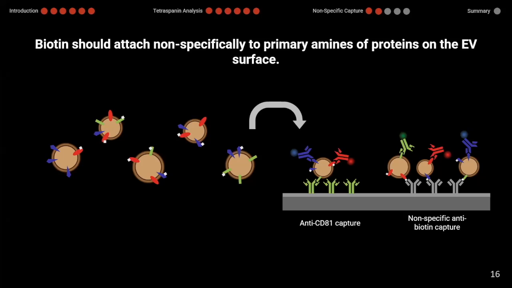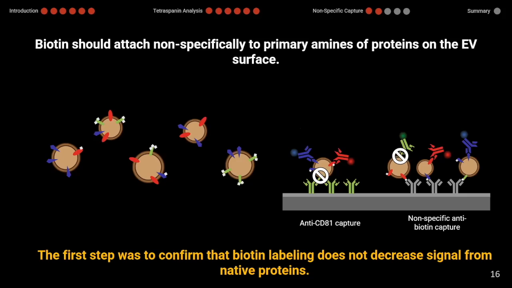So before assuming that this was a great non-specific label and great non-specific capture method, we wanted to confirm that our biotinylation didn't affect the apparent tetraspanin profile of our EVs. What I mean by that is it's possible that there was some bias in which of the tetraspanins or which of the proteins that the biotin bound to, and that we would get a lack of signal from these tetraspanins or proteins because of this. Since we were trying to see the general population, we didn't want this to happen. So we had to confirm that this was not the case.